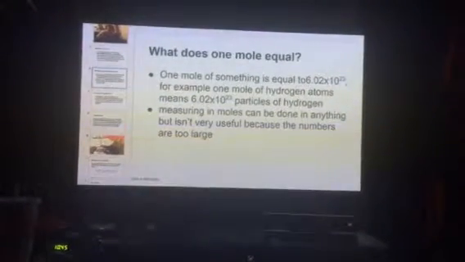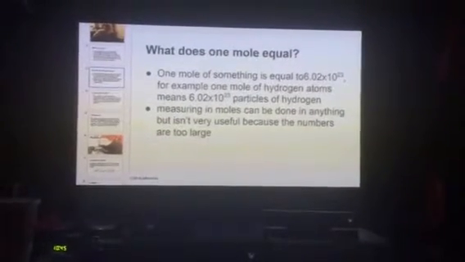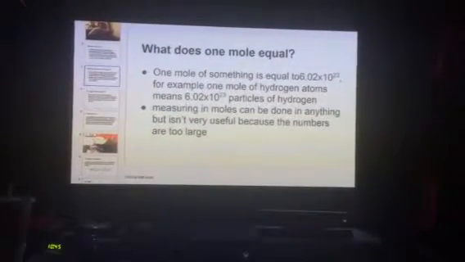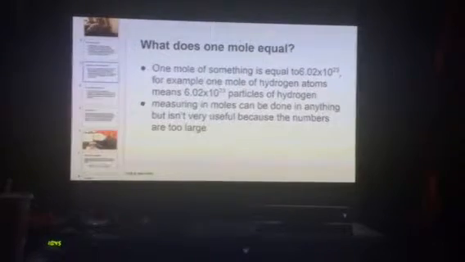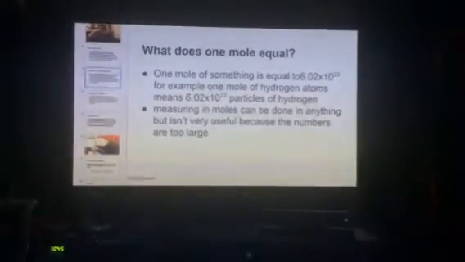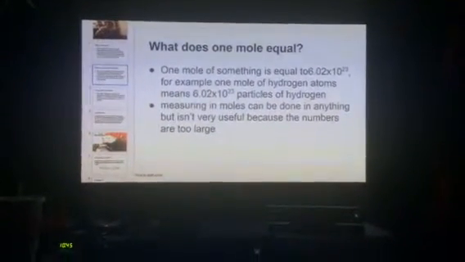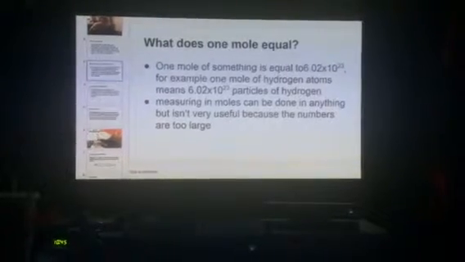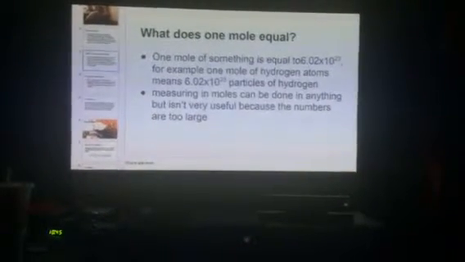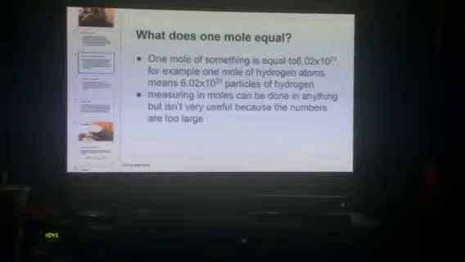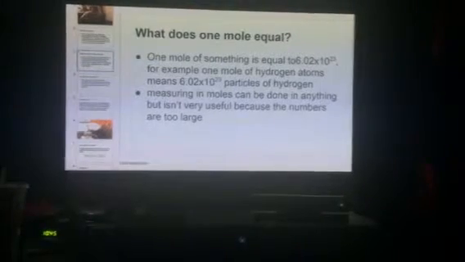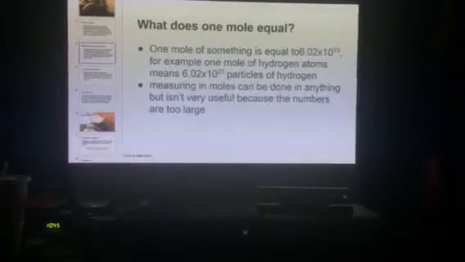Alright, so we have what does 1 mole equal? 1 mole is equal to 6.02 times 10 to the 23rd particles. For example, 1 mole of hydrogen will equal 6.02 times 10 to the 23rd particles of hydrogen. When you're measuring in moles, it can be done in anything, but it isn't very useful because the numbers are usually too large.